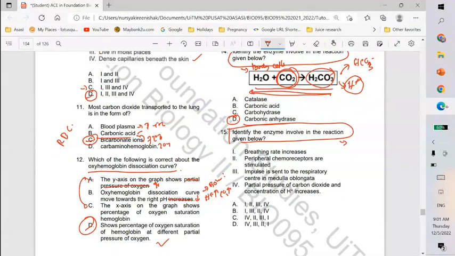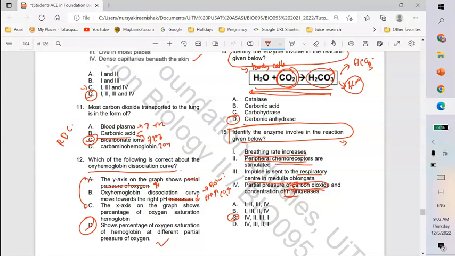The first is partial pressure of carbon dioxide and concentration of hydrogen ion increases. And then the peripheral chemoreceptors are stimulated. And then impulse is sent to the respiratory center in the medulla oblongata. And lastly, our breathing rate increases. Okay. How many types of chemoreceptor do we have? We have two. Peripheral chemoreceptor, which is located at two places, which is at the aortic body in the aorta, and then carotid body in the carotid artery. So this peripheral chemoreceptor will detect carbon dioxide concentration and also hydrogen ion concentration.